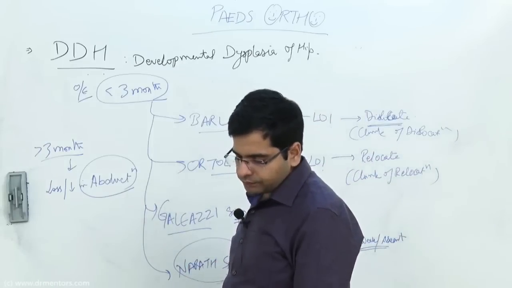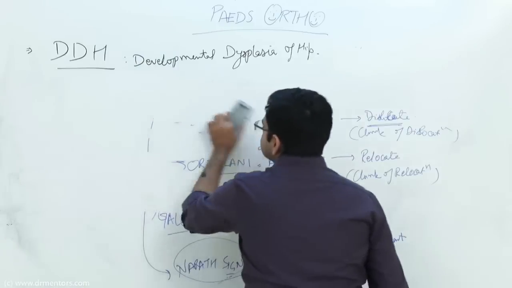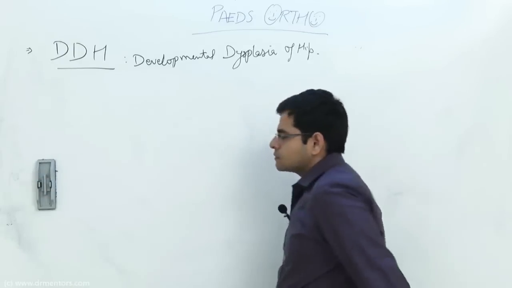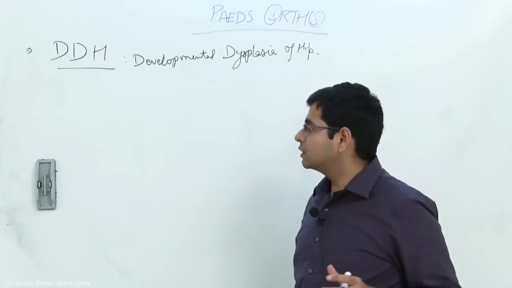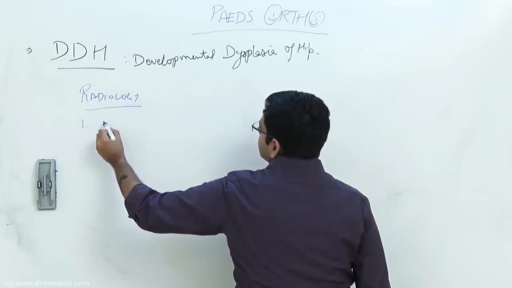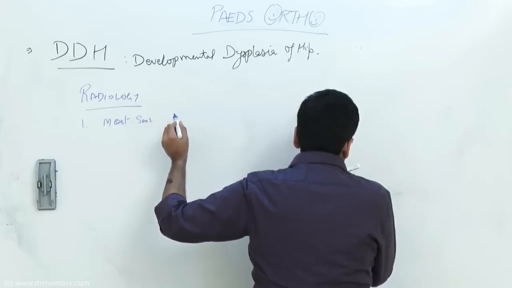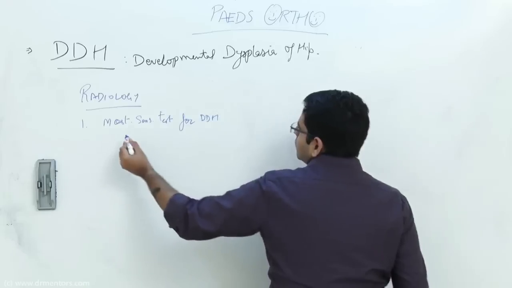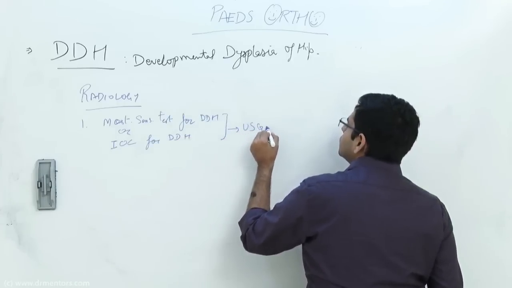Now we'll move ahead with imaging. In imaging, we want to know whether the hip is located or dislocated. Radiology. The first, most sensitive test, or investigation of choice for DDH, is ultrasound of the hip joint.